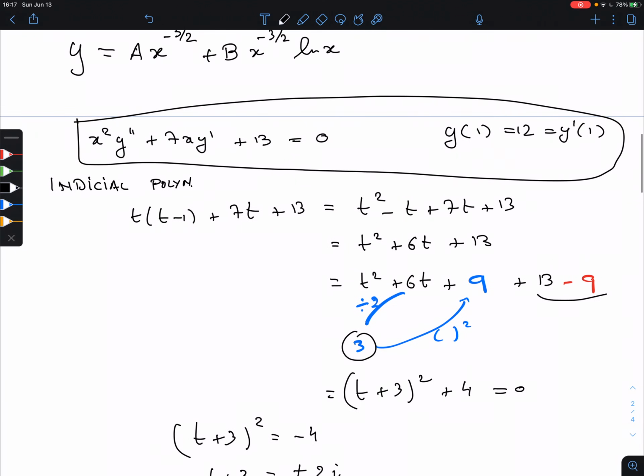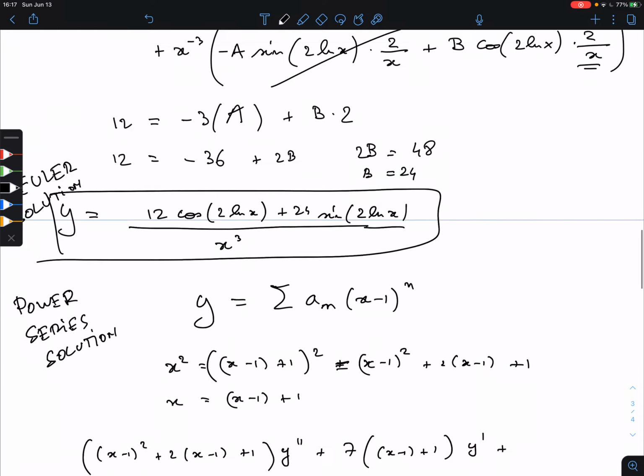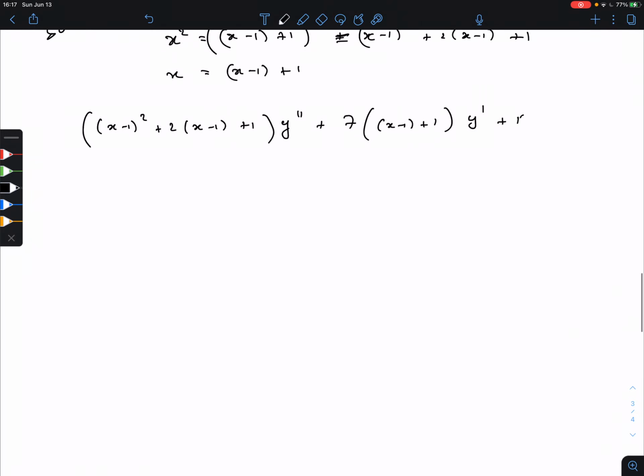where's the equation? 7 and 13. Okay, let me remember this. So it is x minus 1 squared plus 2 times x minus 1 plus 1 times y double prime plus 7 times x minus 1 plus 1 times y prime plus 13y. There's nothing on the right side, so that's what I'm doing.